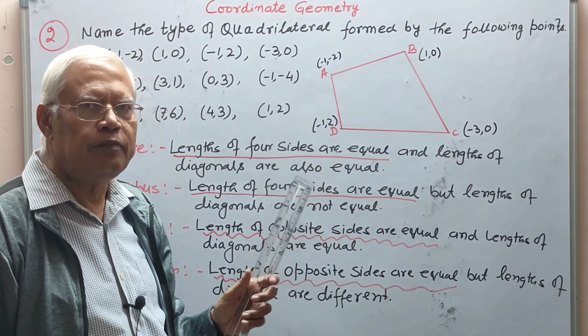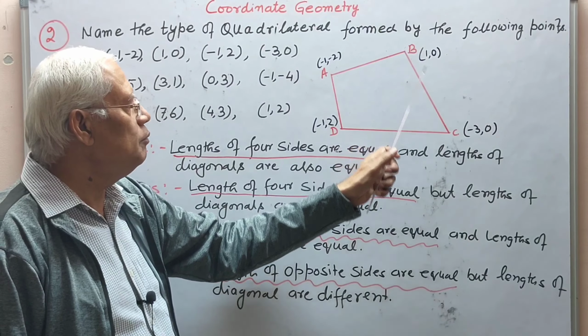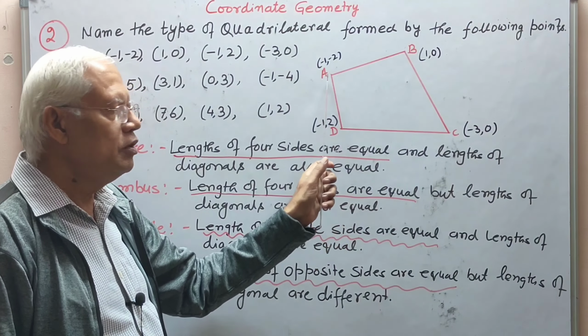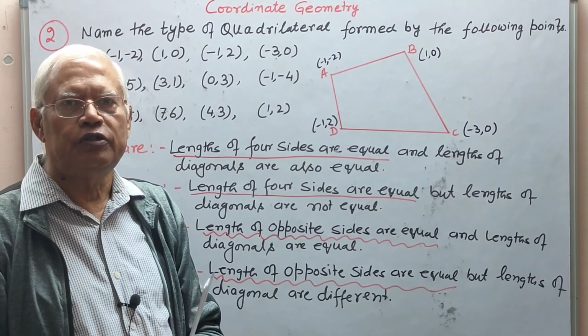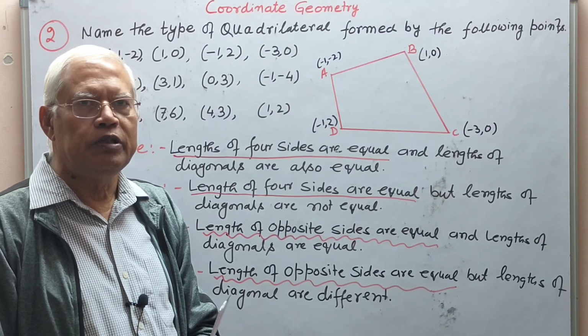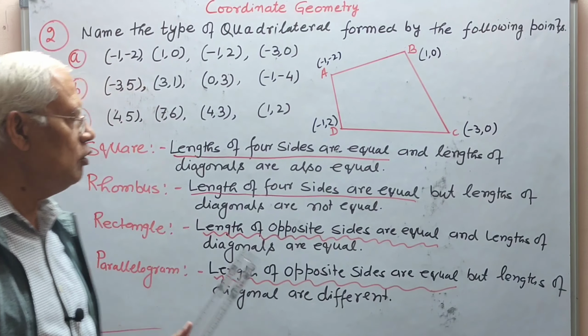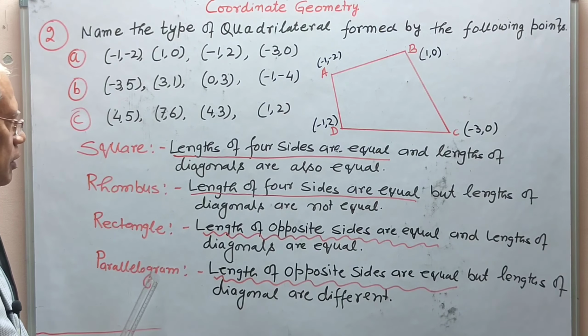So with the help of the distance formula, we will find the lengths AB, BC, CD and DA of this quadrilateral. If the lengths of all the four sides are different, it means it is a simple quadrilateral. It is none of these: square, rhombus, rectangle and parallelogram.